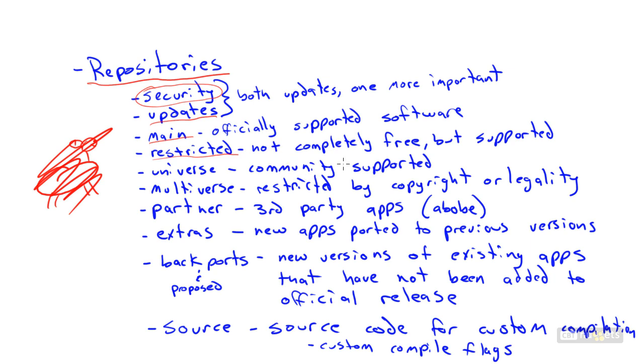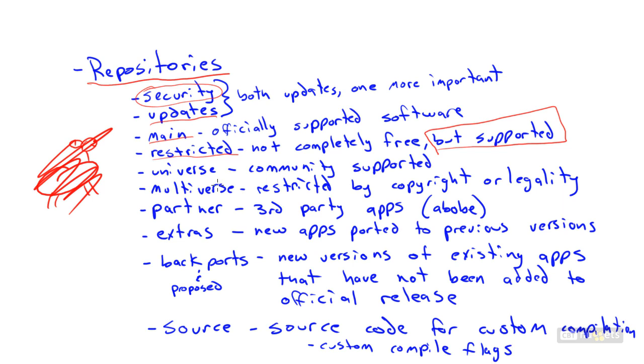So these are things that are not completely free, like open source free, like free as in beer, free as in speech kind of thing. These are not completely free. However, they're so commonly used that Canonical still supports them. So the restricted repository is supported by Canonical. It's just not completely free software. All right, that doesn't mean you necessarily have to pay for it. It just means that it's not free in the sense of open source.